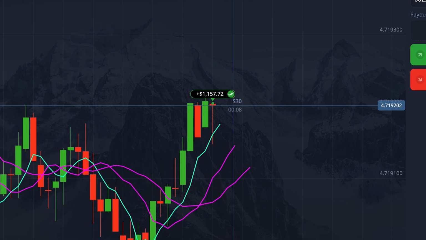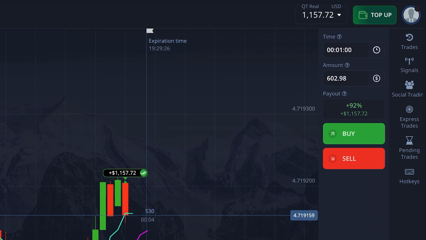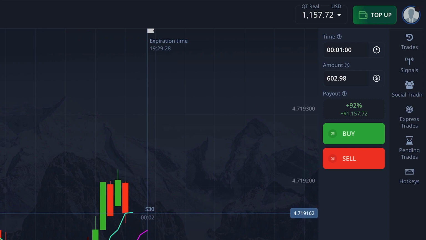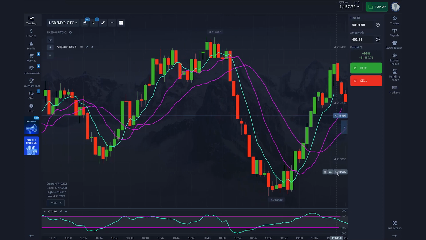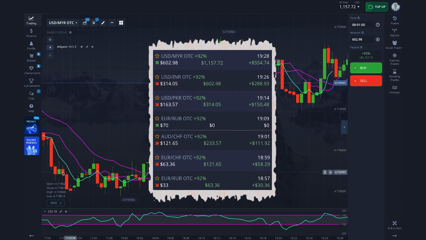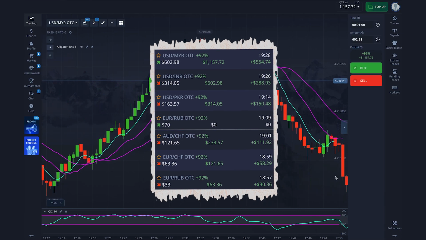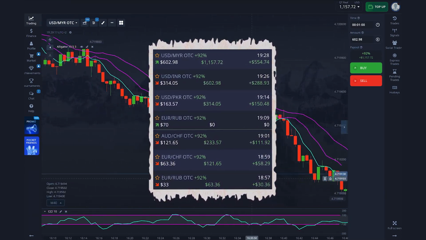The trade closes perfectly. I take $554 of profit. The balance reaches $1,157. It's time to take stock. Super! Everything went great. My balance has increased from $33 to $1,157.